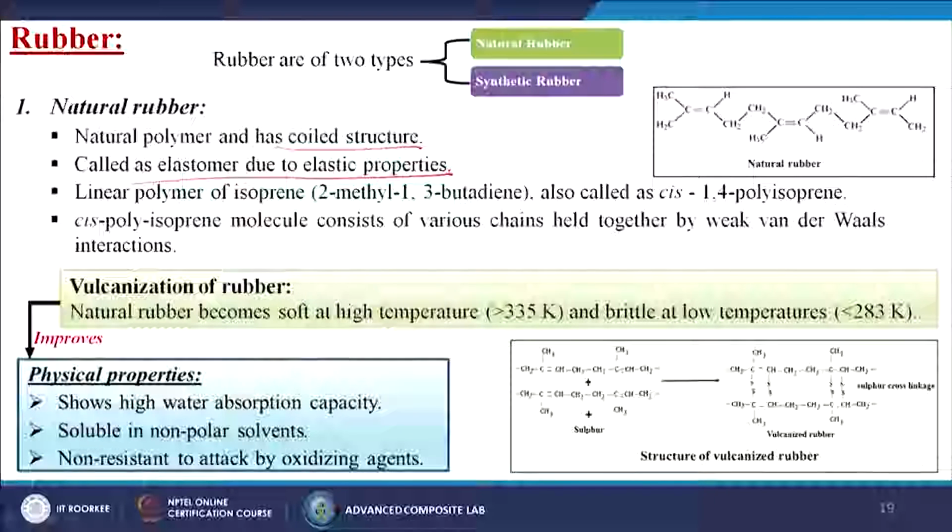It is a linear polymer of isoprene, whose chemical name is 2-methyl-1,3-butadiene, also called cis-1,4 polyisoprene. The cis polyisoprene molecule consists of various chains held together by weak van der Waals interactions, because the forces are very small there. As I told already, vulcanization of rubber means that when we are adding two or more rubbers, in between we use some cross-linking materials like hydrogen peroxide or sulfur, and then we make one kind of polymeric chain there.